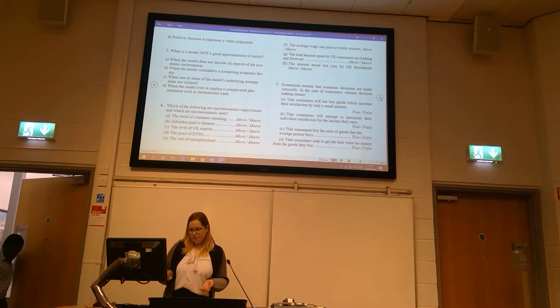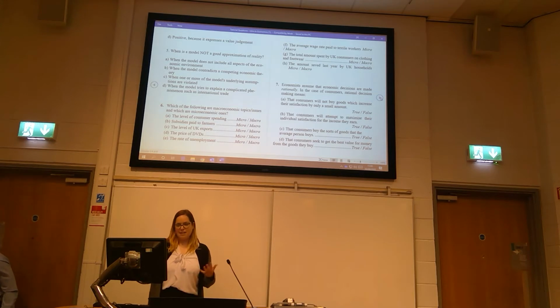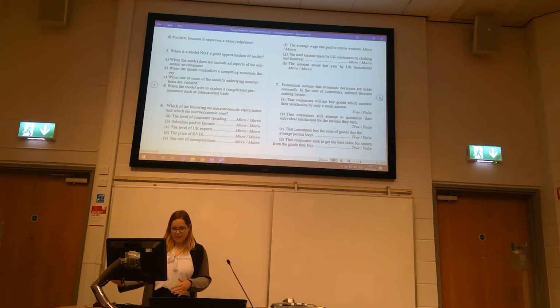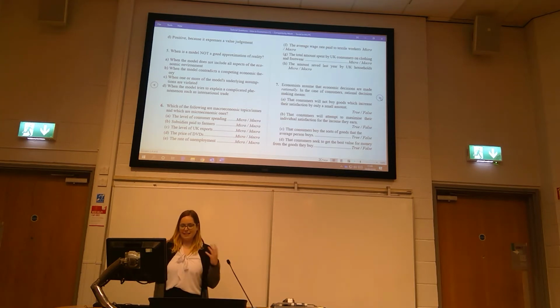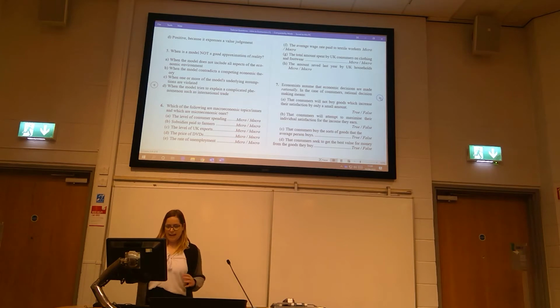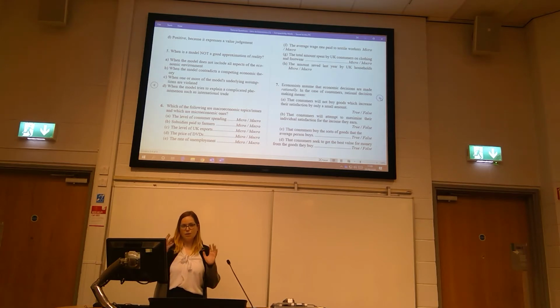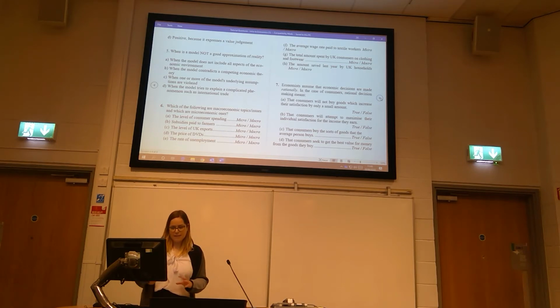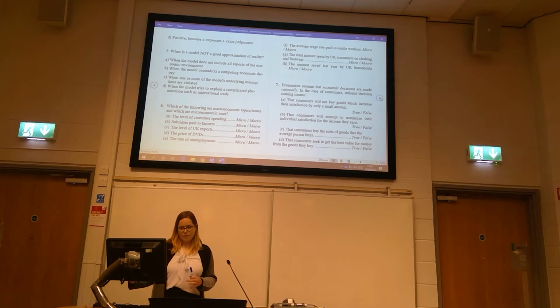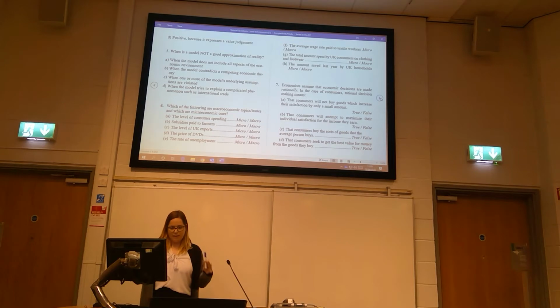The first thing that we are asked is whether the level of consumer spending is covered by microeconomics or macroeconomics. Since the level of consumer spending is an aggregate variable that is dealt with at the national level, we know that this is covered by macroeconomics. Subsidies paid to farmers are specific to a certain segment of the economy, hence it is covered by microeconomics. The level of UK exports, which is C, is something that is covered at the national level, hence on the level of the whole United Kingdom, so it is macroeconomics.